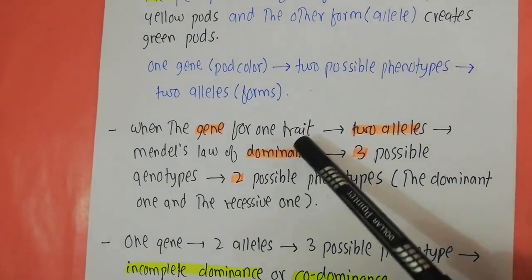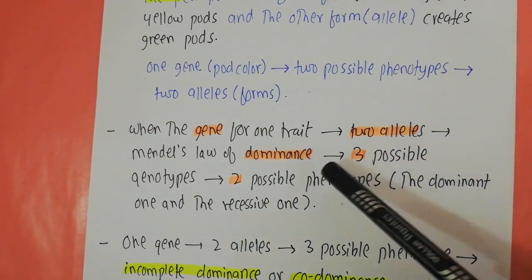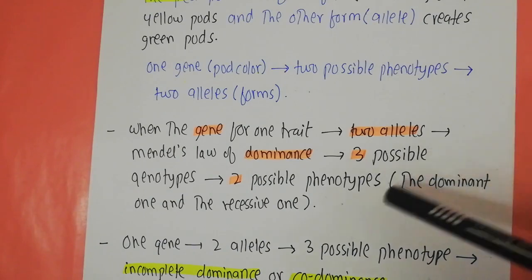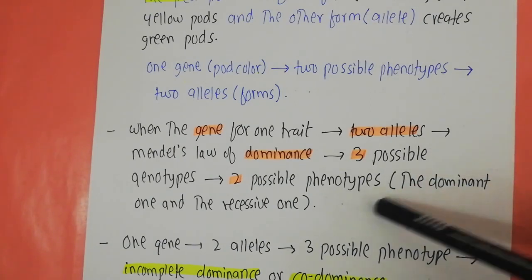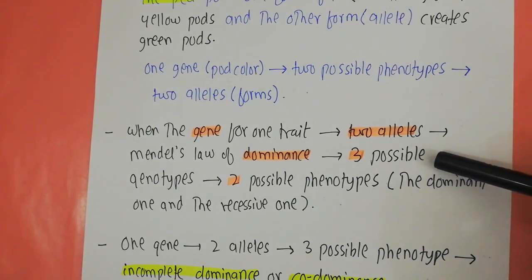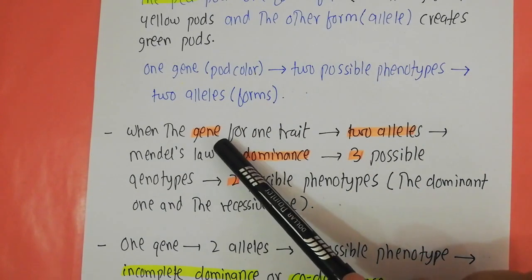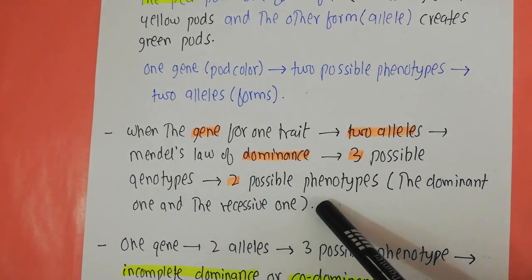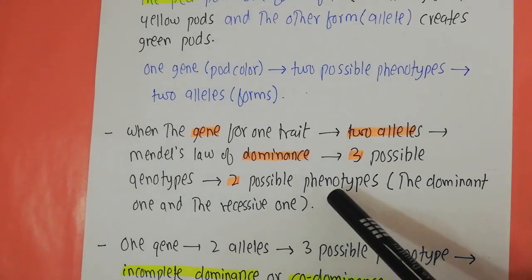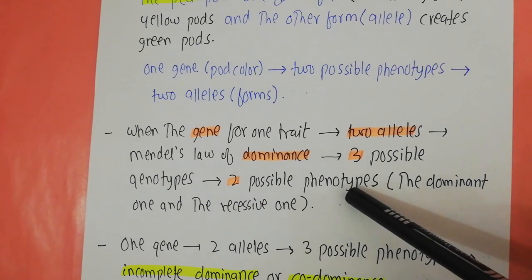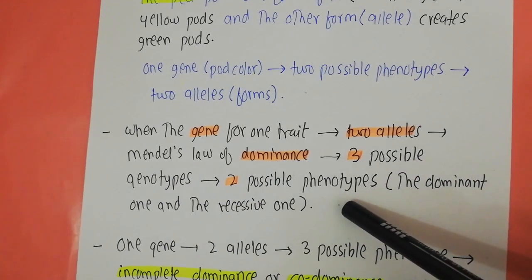Now, when the gene for one trait has two alleles, the alleles follow Mendel's law of dominance, and there will be three possible genotypes and two possible phenotypes. One will be the dominant phenotype and the other will be the recessive phenotype. We are talking about three possible genotypes because you can have two homozygous conditions and one heterozygous condition. Therefore, when there is one gene with two alleles that follow Mendel's law of dominance, there will be three genotypes but two phenotypes, because the dominant allele will express itself in the homozygous as well as in the heterozygous condition, and the recessive one will express itself only in the recessive condition.